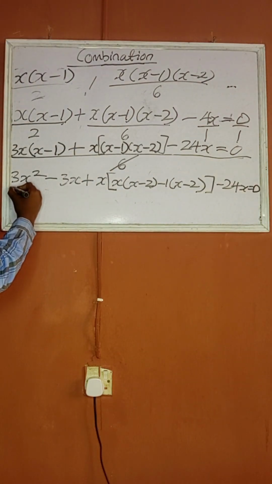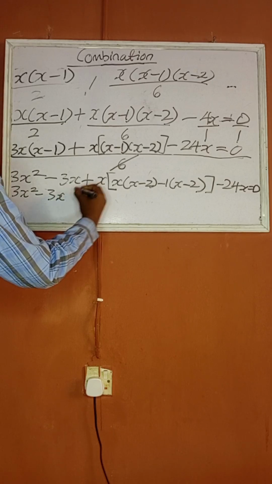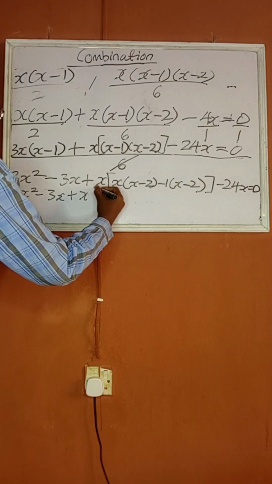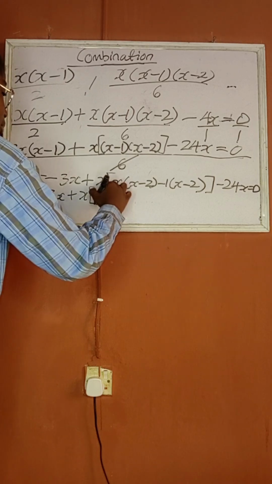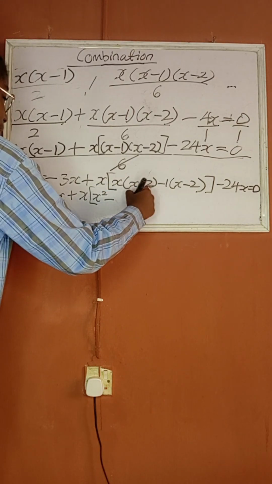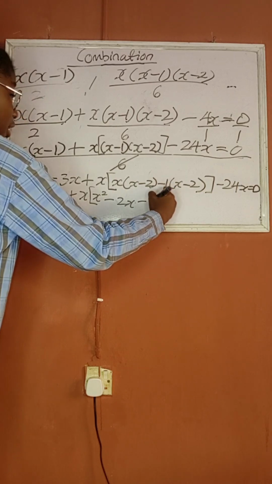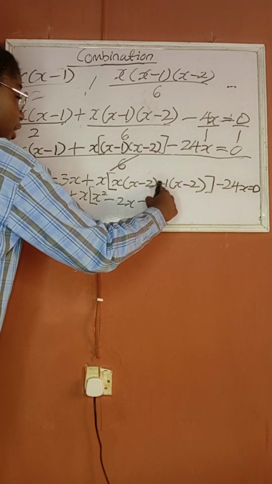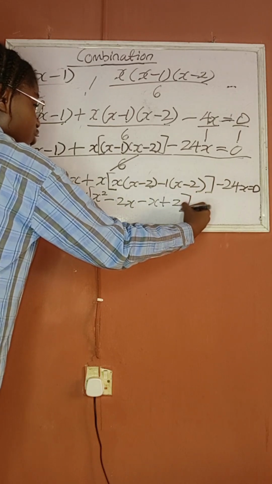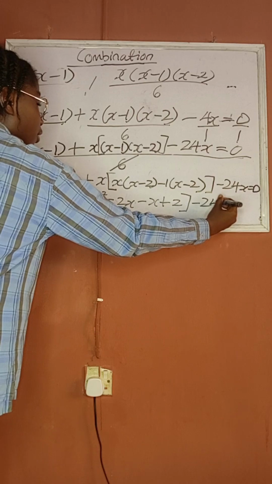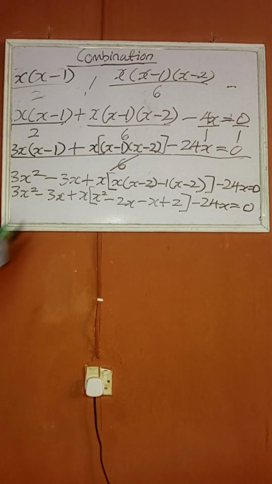Therefore, that's going to be 3x squared minus 3x plus x, open your special bracket, x times x, x squared, plus times minus, minus, x times 2, 2x, minus times plus, minus, 1 times x, x, minus times minus, plus, 1 times 2, 2. Close your special bracket, minus 24x is equal to 0. So I'm going to erase the top now.